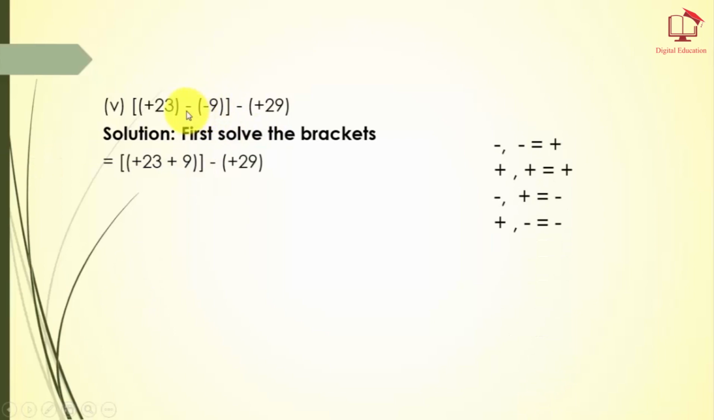Part number 5. Again first solve the bracket. Here we have two negative signs and these signs become positive, and if we add these two numbers 23 plus 9 we have 32, and this integer we will write as it is. Again we multiply these two symbols, plus minus minus and then plus minus minus 32 minus 29 we have 3, and you know that which integer is greater, 32 is greater. It has a positive sign, that is why we write here positive.